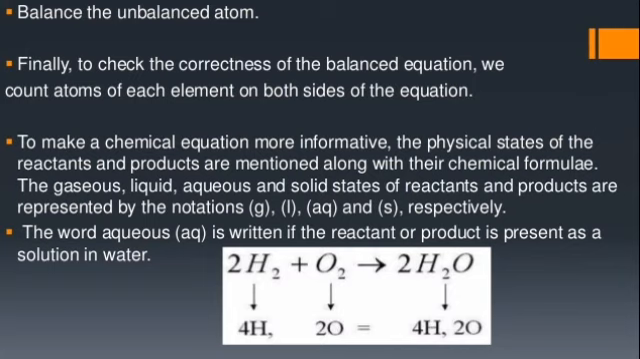For example, 2H2 + O2 gives 2H2O. Here 4 hydrogens plus 2 oxygens gives 4 hydrogens plus 2 oxygens.